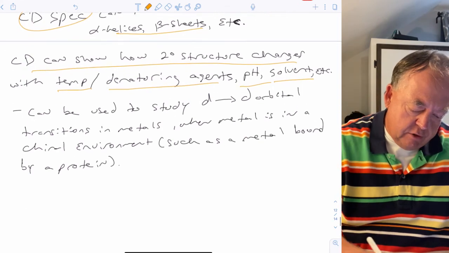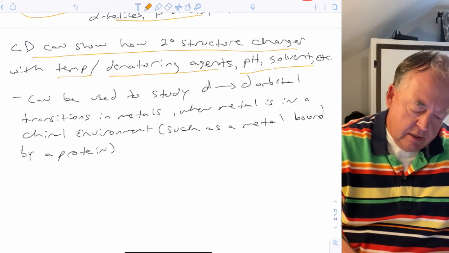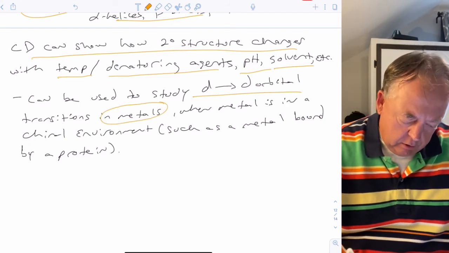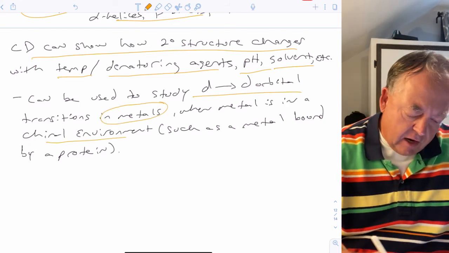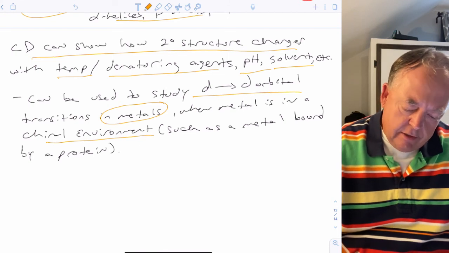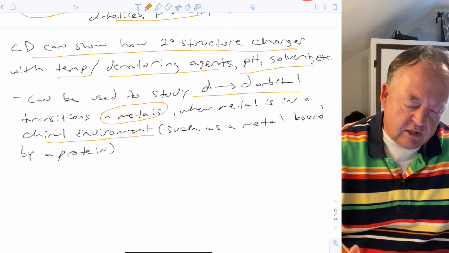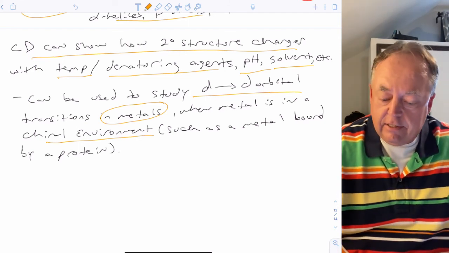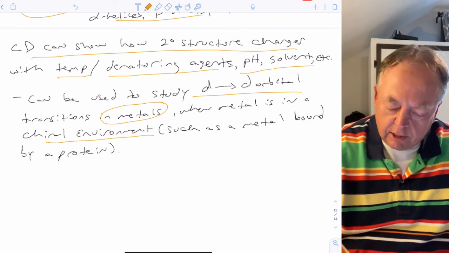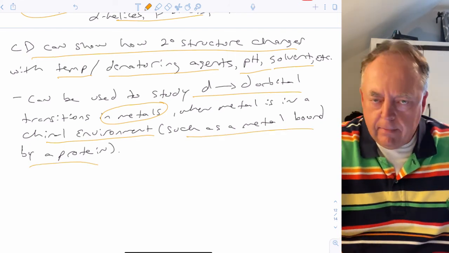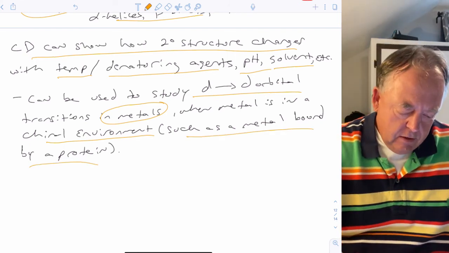It can also be used to study d to d electronic transitions if there's a metal present. If there's a metal in the chiral environment, then those d to d electronic transitions are going to be susceptible to a circular dichroism spectroscopy effect. So you could use that, for example, if you wanted to study a metal bound to a protein.